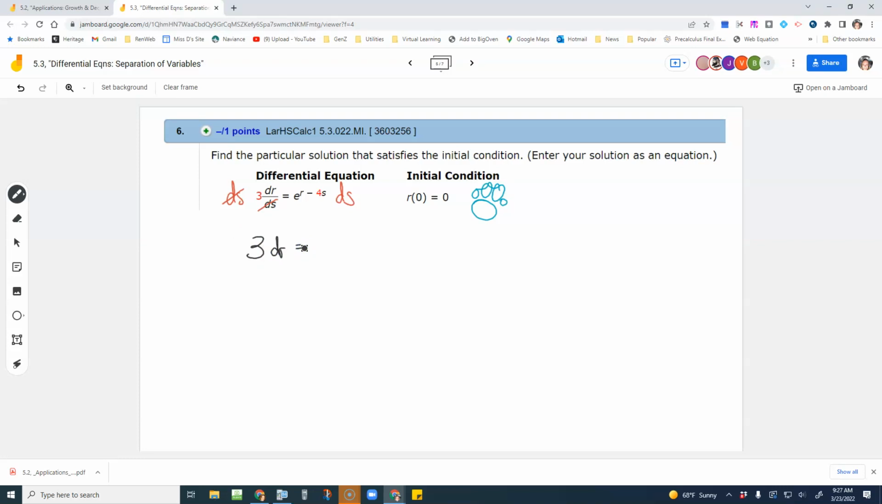So we have 3 dr equals, now I have a ds. Do we see that we have an issue in the e? There's an r and there's an s. I can't take an integral if there's an r and an s. I need to split it up.